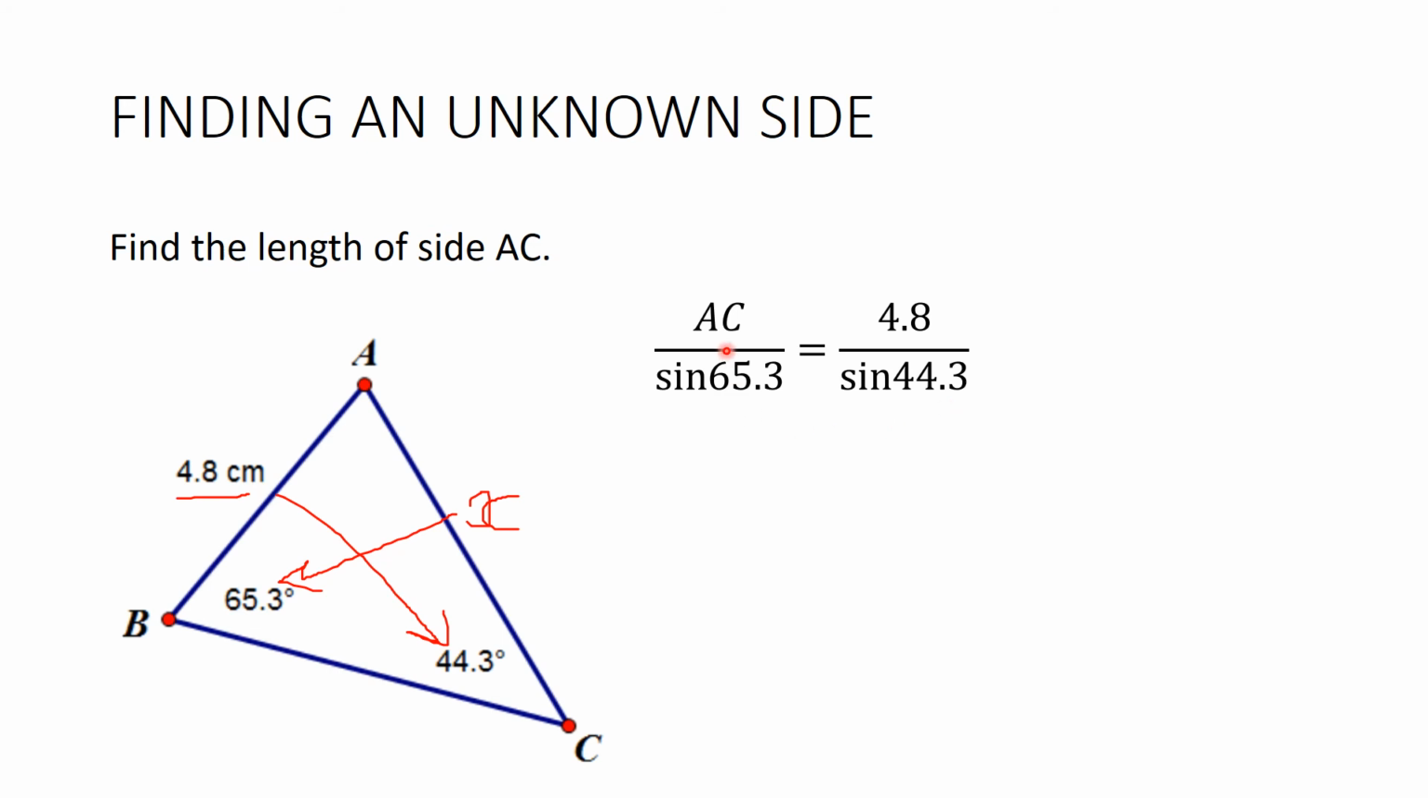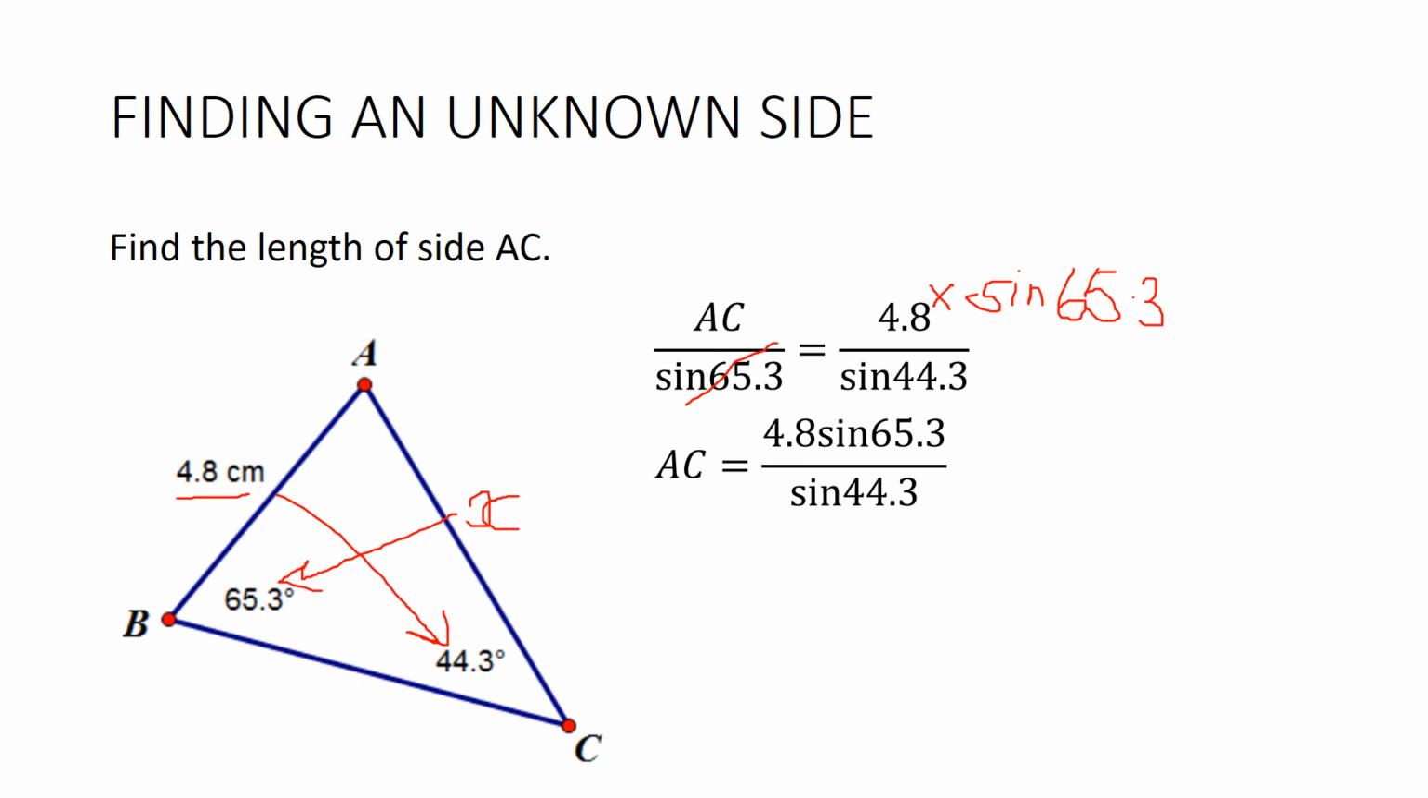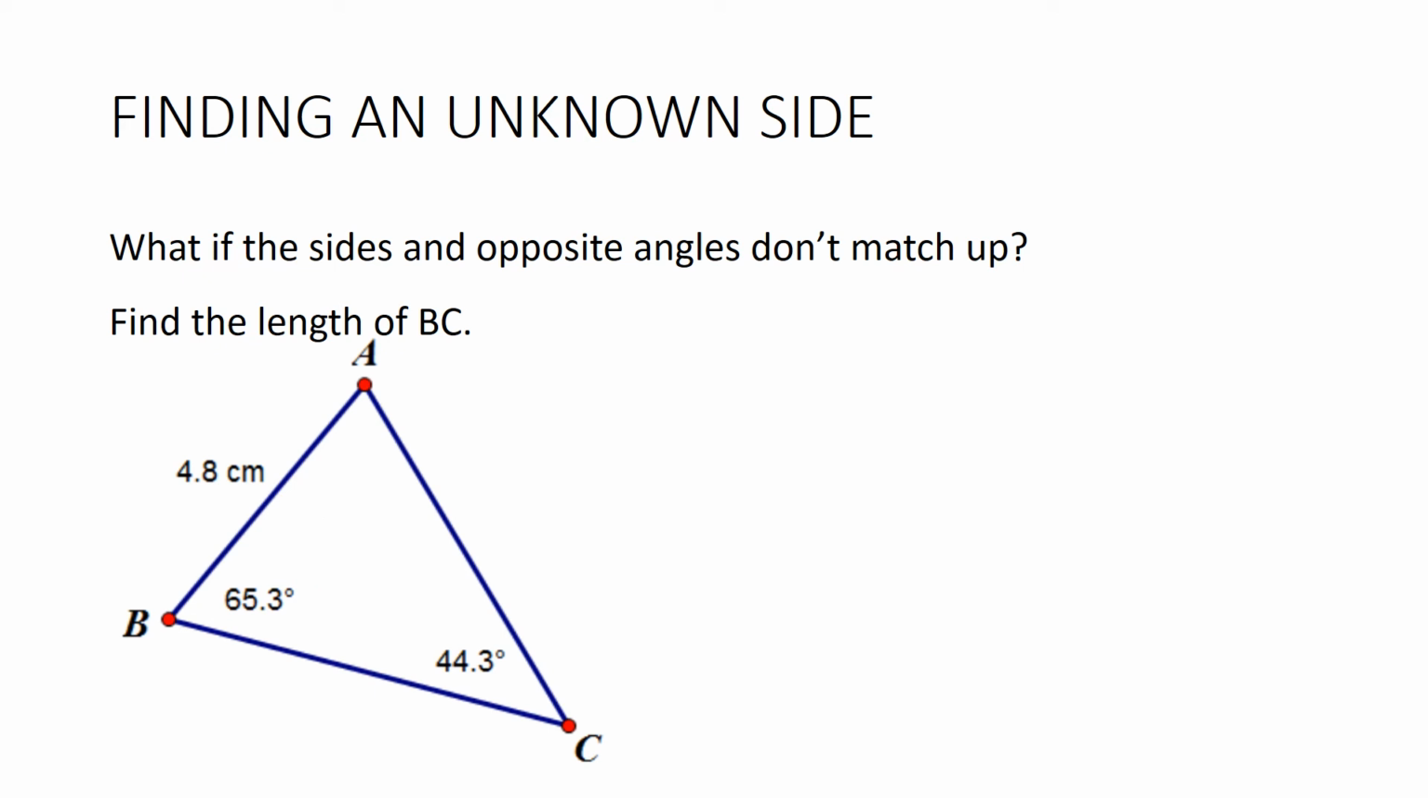I want to get AC by itself, so I want to move this over the other side. It's going to become a times 65.3 and put it in the calculator, and we get 6.24 centimetres. Well, what if the sides and the opposite angles don't match up? Like in this case. So here I want to find the length of BC, so that's this length along here.